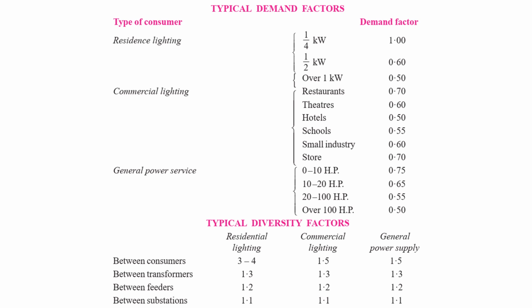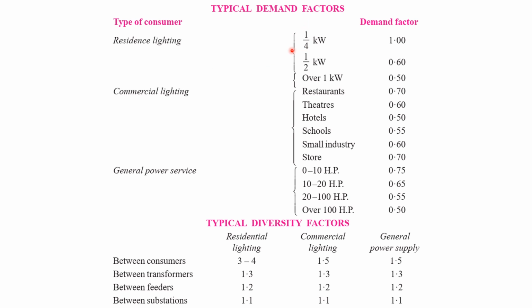This slide shows typical demand factors and diversity factors for power stations. In this column, you can see the type of consumer. This and this is residential lighting. The type of consumer is lighting loads and residential lighting loads.